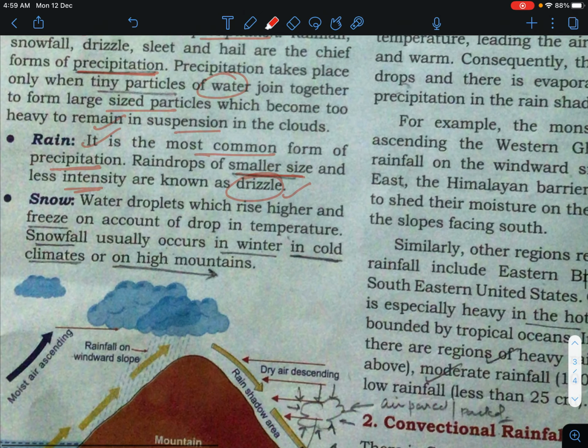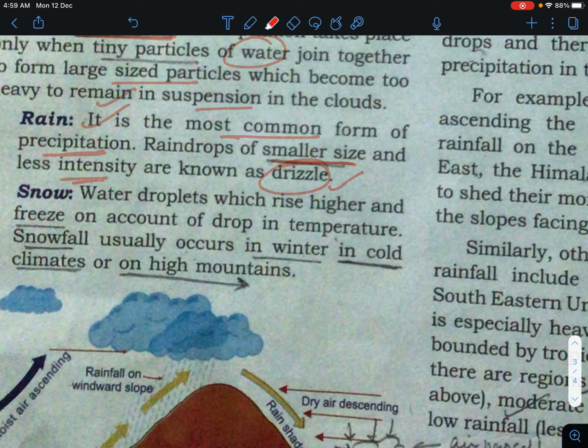Now we'll talk about snow. It forms when the droplets rise higher and freeze on account of the drop in temperature.